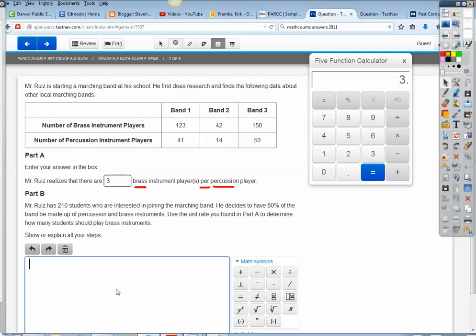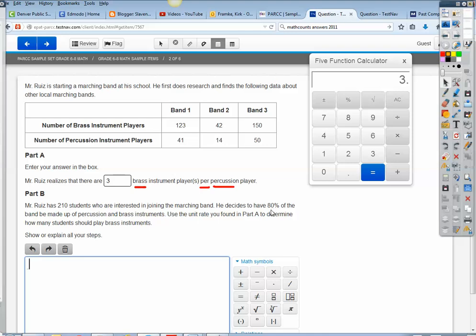I definitely feel more comfortable using mathematical language, and so that's what I'm going to do. I'm going to make sure I include my units so that anyone who's reading this, who is reasonably mathematically literate, can follow my thinking here. So first thing I'm thinking is, not all of the 210 students are playing instruments. Only 80% of them are.